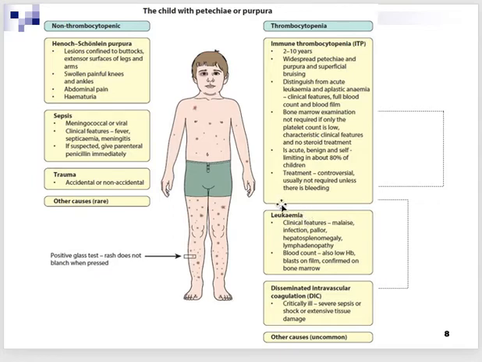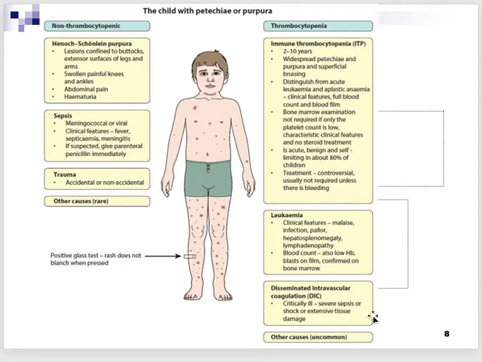Thrombocytopenia could also occur in leukemia. Leukemias are blood cancers. Whenever there is leukemia, what is going on? All the cell lines are going to be depressed, or they will be abnormal. So of course, leukemias present with anemia and thrombocytopenia.